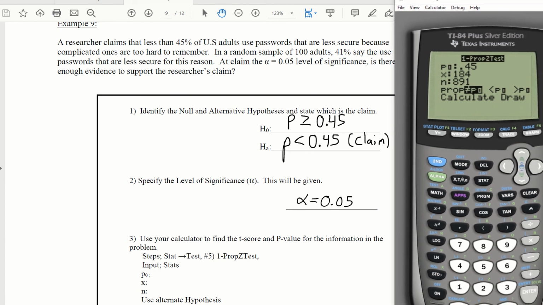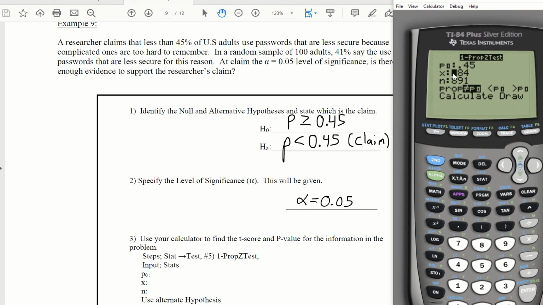The next thing we need is the x value, which is the number of individuals that reported having that given property. They didn't actually tell us the x value here. They gave us the p hat value. They had a sample of 100 individuals, and 41% of them say that they use passwords for this reason. So we can figure out the exact number by taking 41%, that's 0.41, multiplying it by 100, and that tells us it was 41 people out of our 100 who said they use passwords that are less secure.